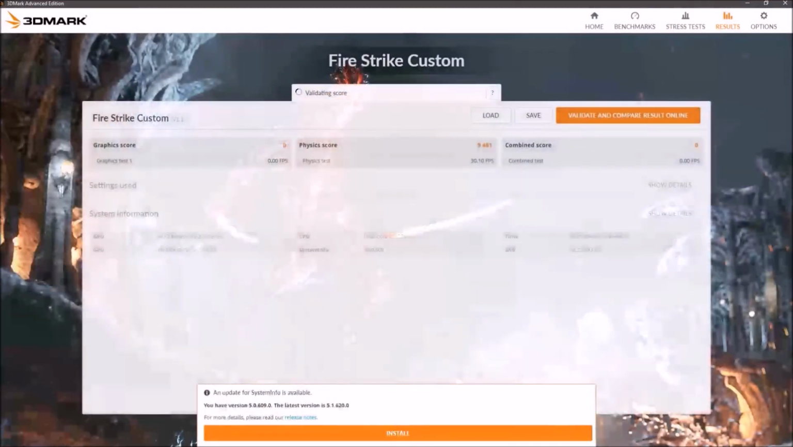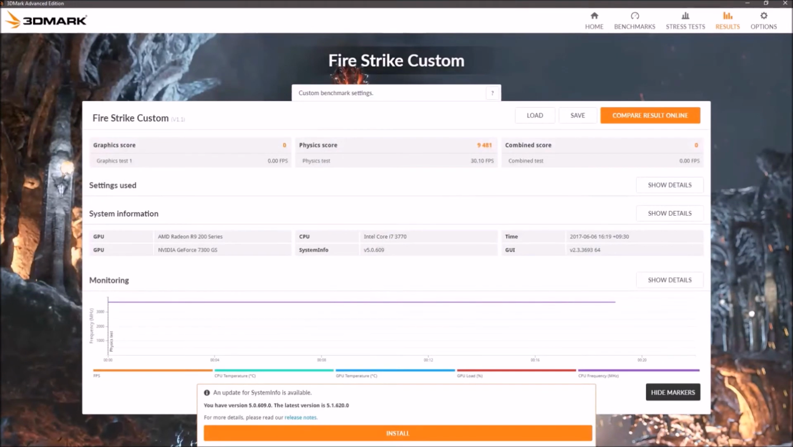So the 3770 has finished its Firestrike run. Now once again we're only going to be focusing on the physics score. It got a score of 9,481, which is 1,351 points below the 4790K, and it got an average FPS of 30.10, which is 4 FPS below the 4790K as well.